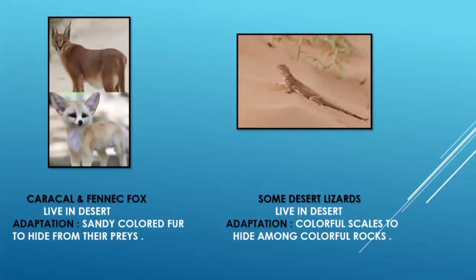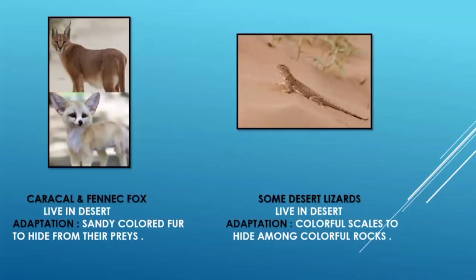Caracal and fennec fox. They are also predators, and live in the desert. So they adapt to their environment by having sandy colored fur. Their fur is the same color as desert sand. So they can hide from their prey and easily hunt them.